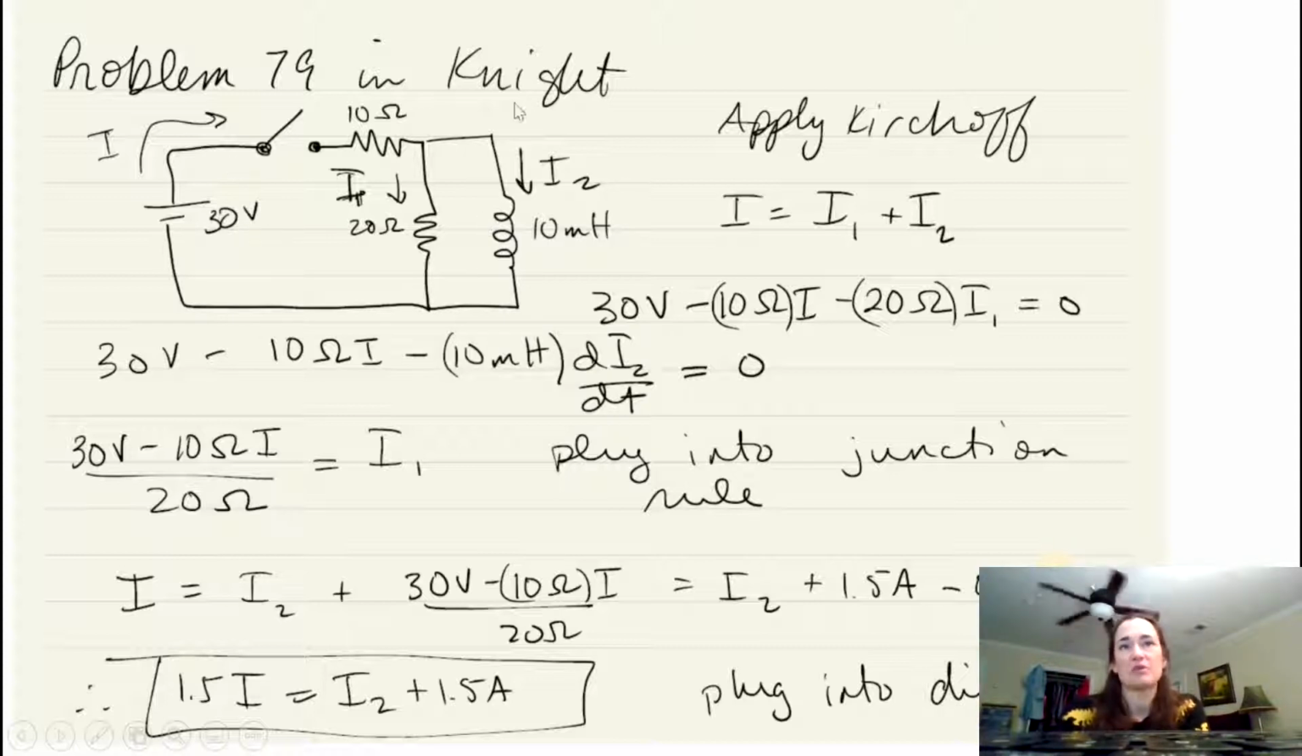So my currents are labeled, my directions picked. Now remember, if you draw the wrong direction, all that happens when you end up solving the problem is that you get a minus sign in one of your currents. So it's no big deal. Don't be afraid to make a wrong choice.